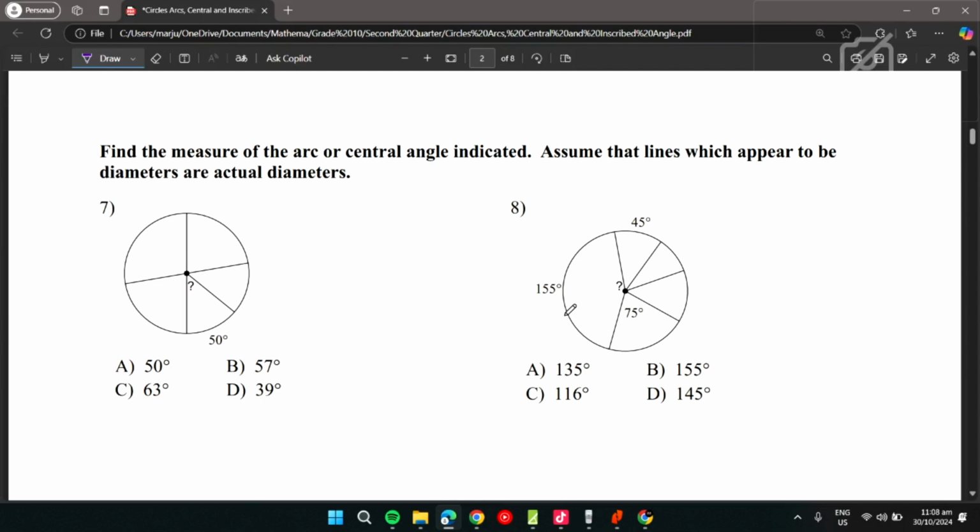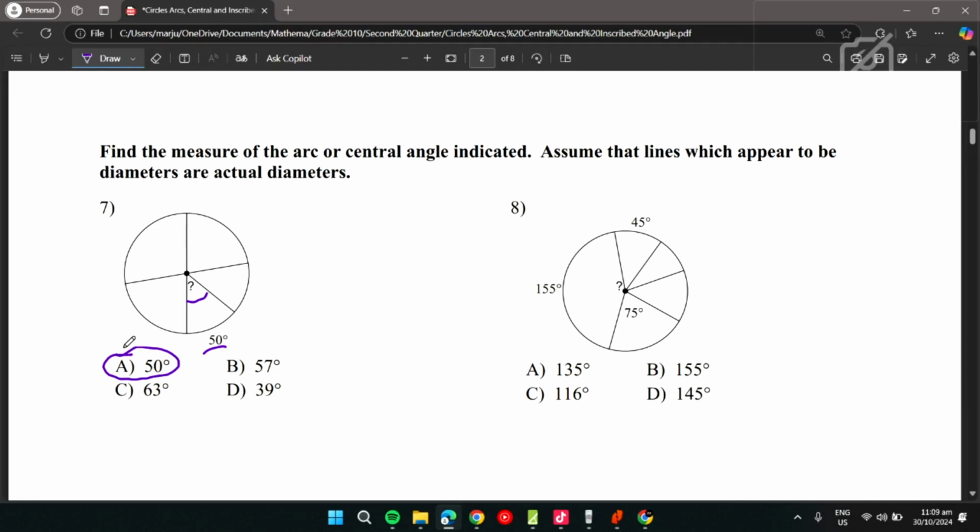So let's do that. Number 7. We are asked to find this angle. That central angle. So, we said earlier, the central angle and the arc it makes are equal. So, if this is 50 degrees, this is also 50 degrees. Alright? That's very straightforward.